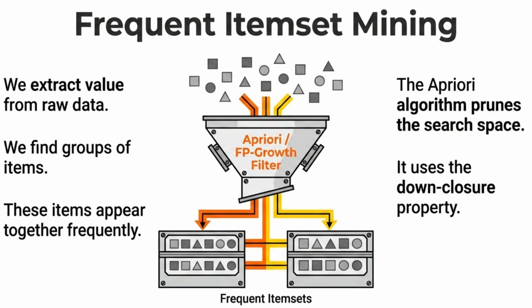Frequent item set mining helps us extract value from raw data. By using filters like Apriori or FP-growth, we can efficiently identify groups of items that appear together, while pruning the search space to maintain performance.